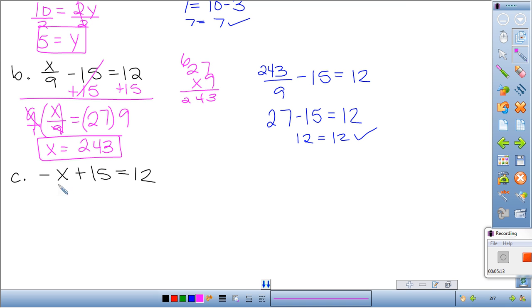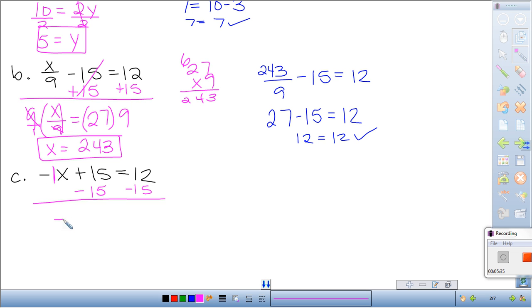Again, the two things happening to x. Well, remember that a lot of times there's an imaginary 1, so I'm going to go ahead and throw it back in there. This is really a negative 1 times x plus 15 equals 12. So the first thing I'll always do is to get rid of whatever's being added or subtracted from x. So plus 15, the opposite of that is to subtract 15 from both sides.